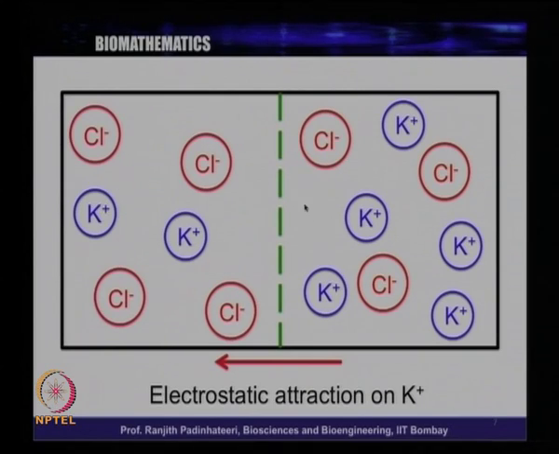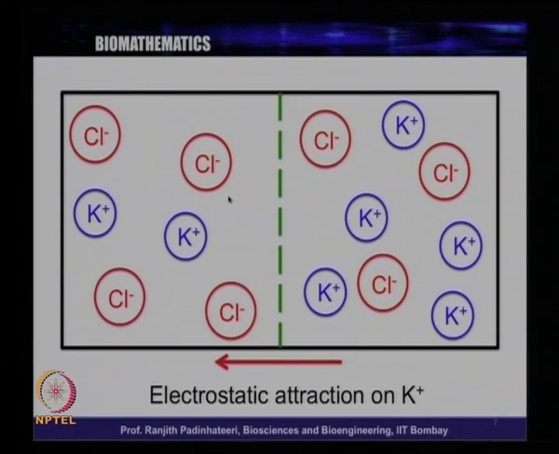What will happen if we have more positive charges here and more negative charges here? This K plus will be attracted back by these negative charges. These negative charges will attract these positive charges. So, there will be an electrostatic attraction on K plus, just because many K plus were flowing in this direction. So, the number of K plus increased here, the number of positive charges increased here, and therefore the number of negative charges increased here.